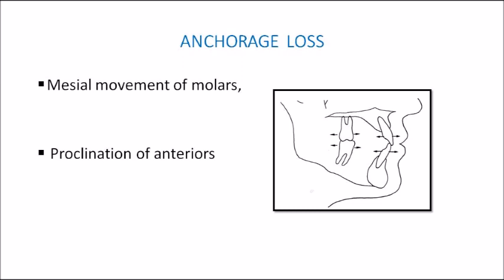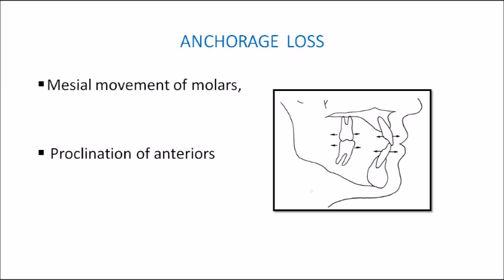But what is important for us clinically is how would you recognize an anchorage loss, or how can you detect it? There are two common clinical conditions in which anchorage loss is evident. One is when there is a mesial movement of your molars. Like, if it was already in class 1 molar relation, but once you started retracting your incisors, after a few appointments you are seeing your class 1 is now becoming end on.